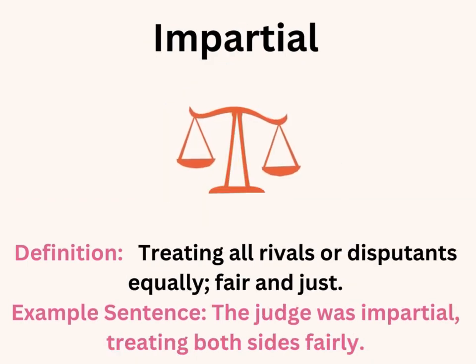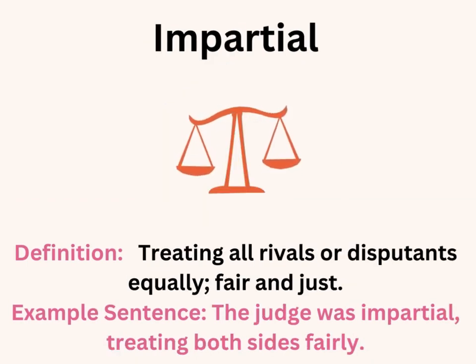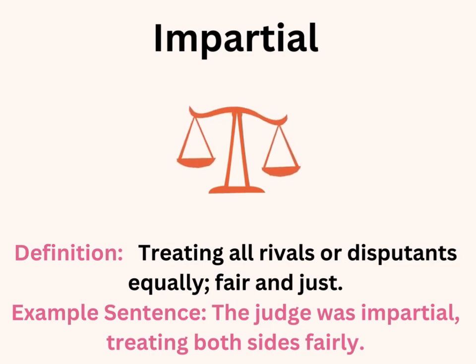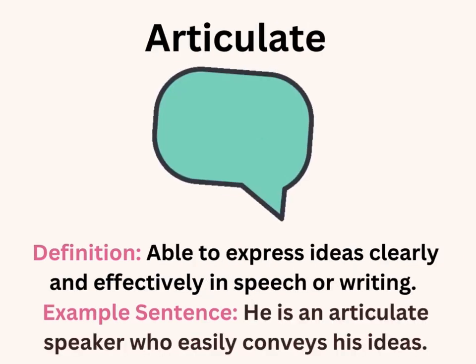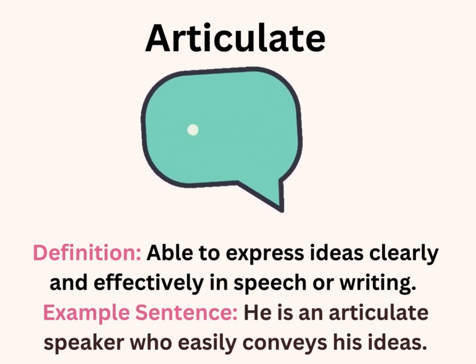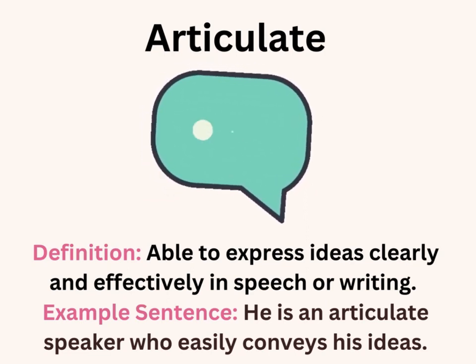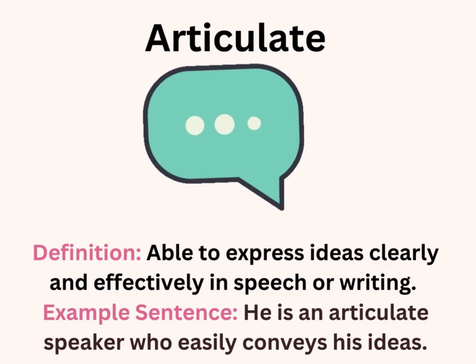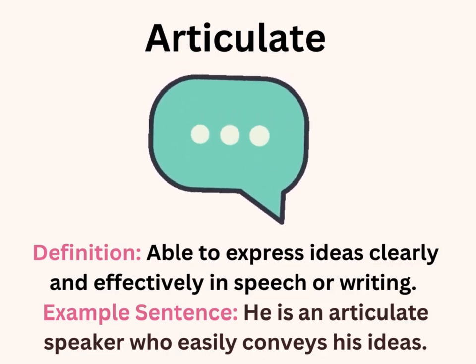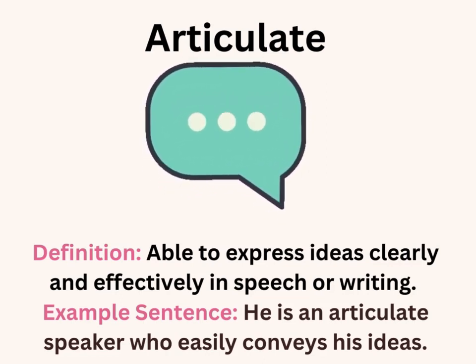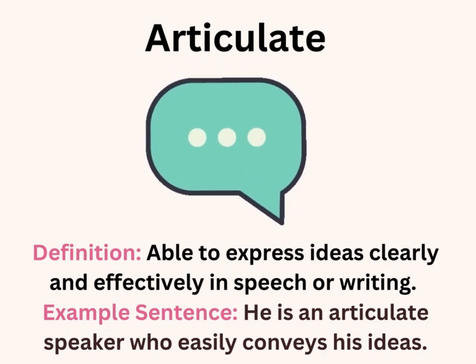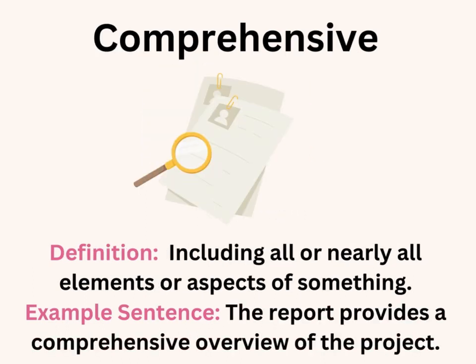Impartial. Definition: treating all rivals or disputants equally, fair and just. Example sentence: the judge was impartial, treating both sides fairly. Articulate. Definition: able to express ideas clearly and effectively in speech or writing. Example sentence: he is an articulate speaker who easily conveys his ideas.